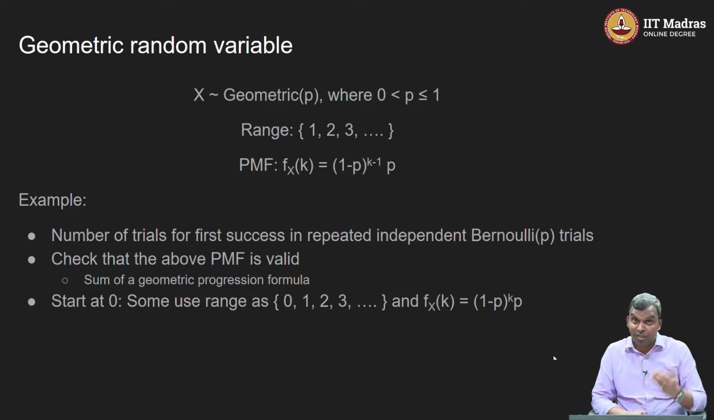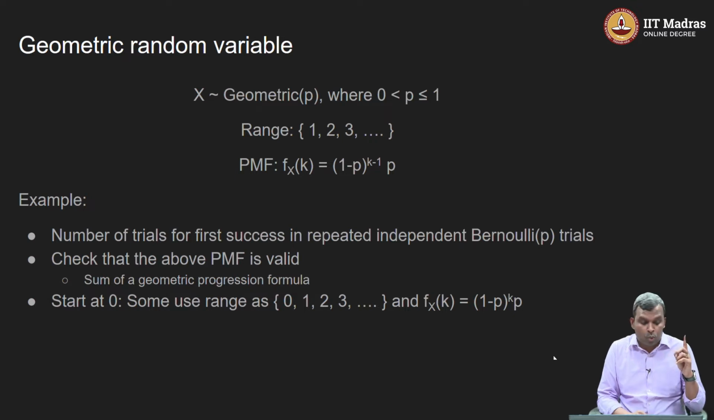And from what we have seen before, if you do repeated independent Bernoulli p trials and you want to look at the random variable which is the number of trials needed for the first success, you get a geometric random variable, isn't it? So, this is clearly the probability for that. Okay. And you can check it's a valid PMF.